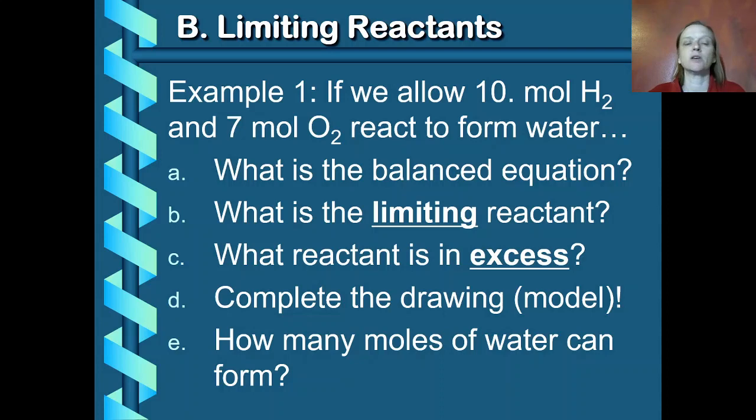All right, so let's do an example of this involving chemistry instead of sandwiches. If we allow 10 moles of hydrogen gas and 7 moles of oxygen gas to react to form water, I want to know what the limiting reactant and the excess reactant are. But the first step is going to be to determine what the balanced equation is, and we're going to determine the limiting and excess reactants by drawing a model so that we can see how many moles of water can actually be made from this example.